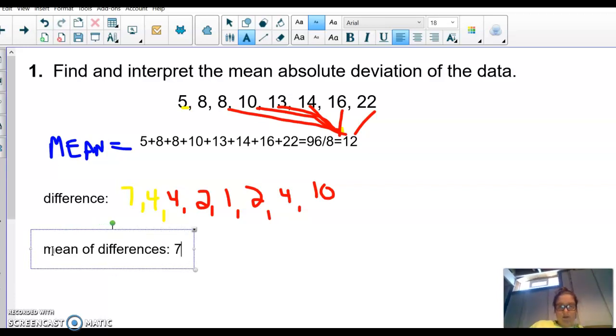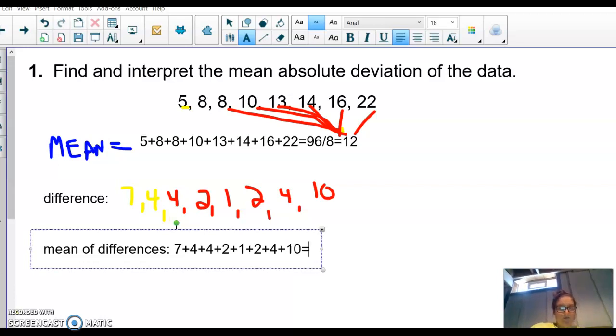Okay, so then we have 7 plus 4 plus 4 plus 2 plus 1 plus 2 plus 4 plus 10. And we add them all up, get 34. And then divide by how many numbers you have. So 1, 2, 3, 4, 5, 6, 7, 8. So divide by 8, and you get 4 and 2/8, so 4.25.